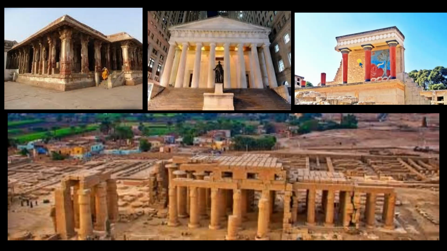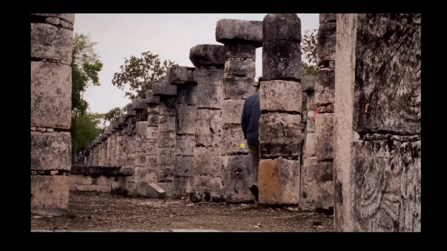This is Konark. This is something rebuilt Greek in New York. Knossos. Interestingly, in these columns at Knossos, we see a bull and a tree. The Egyptian temples, all the columns, guys.